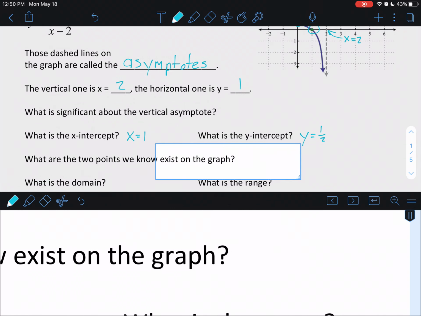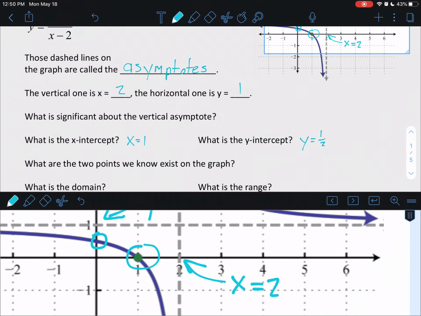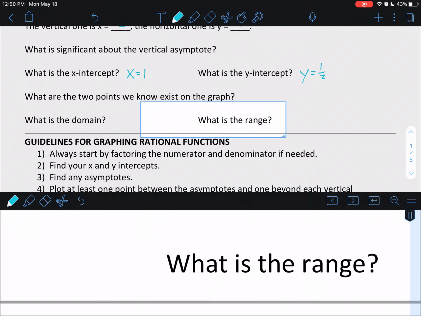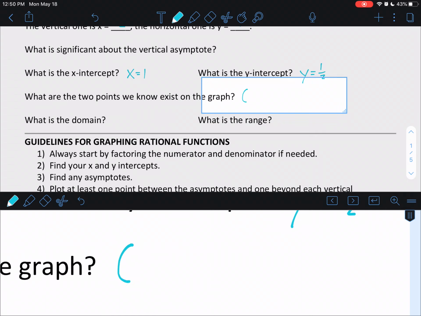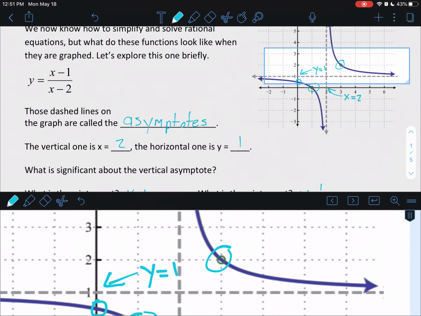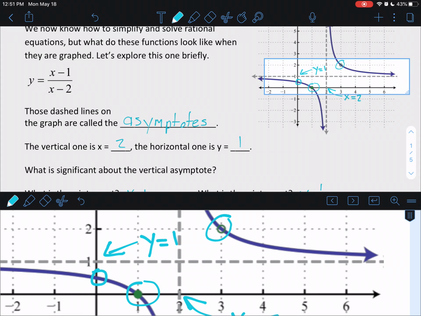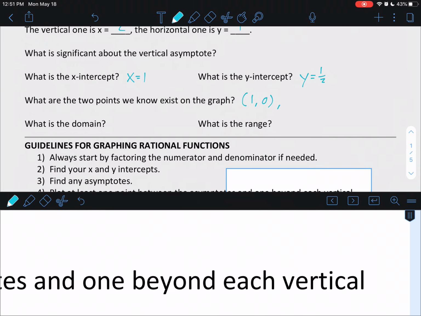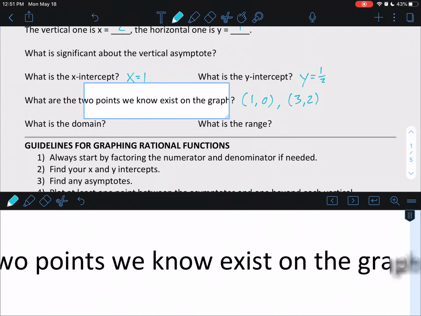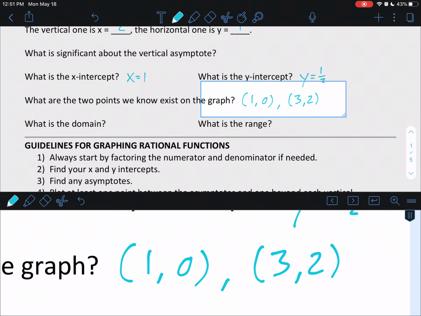What are the 2 points we know exist on the graph? Well, they put 2 points in green here. They put this one that I already circled, that point right there is 1, 0. And they also put this other point up here in the green, and that is the point 3, 2. So the other point that is on the graph is 3, 2. Those are the 2 points that we know exist on the graph.